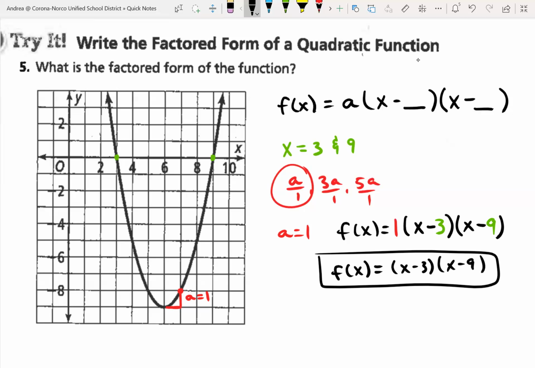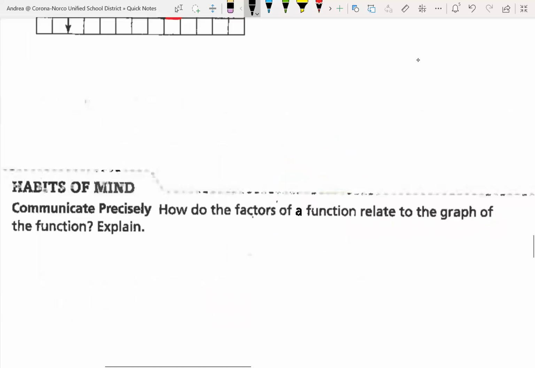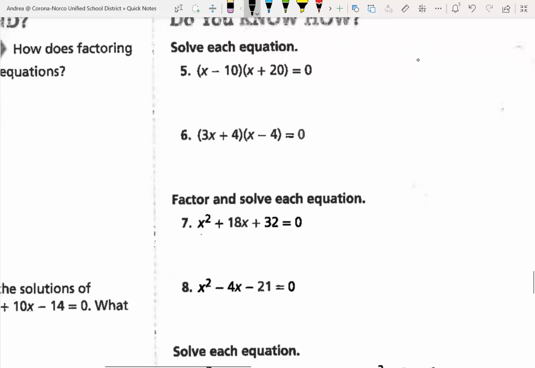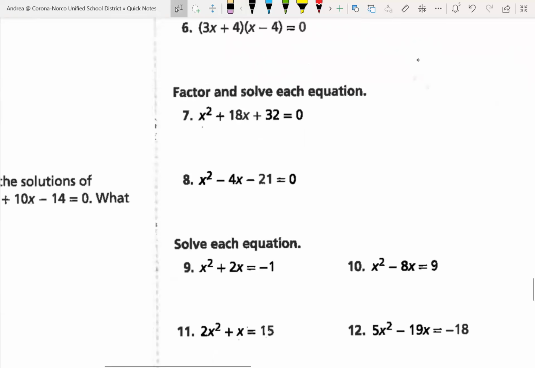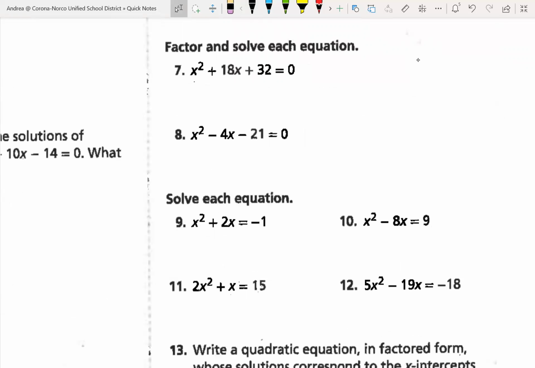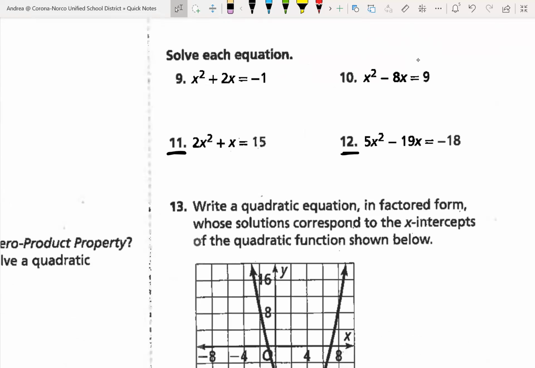We're good? Okay, on that last page, I'm going to have you guys do number 11 and 12 and 13. Okay, those are the ones I want you to do. If you need room, there's lots of space on there. Do 11, 12, and 13.